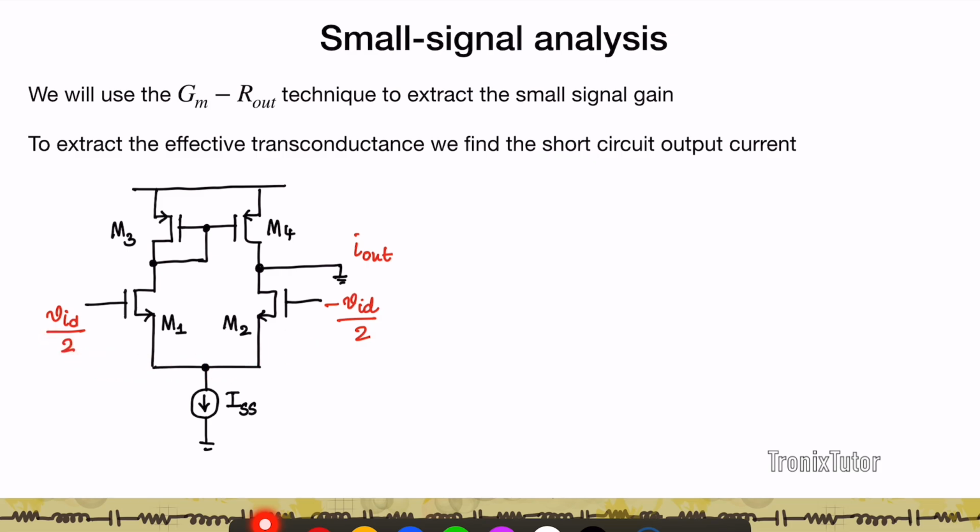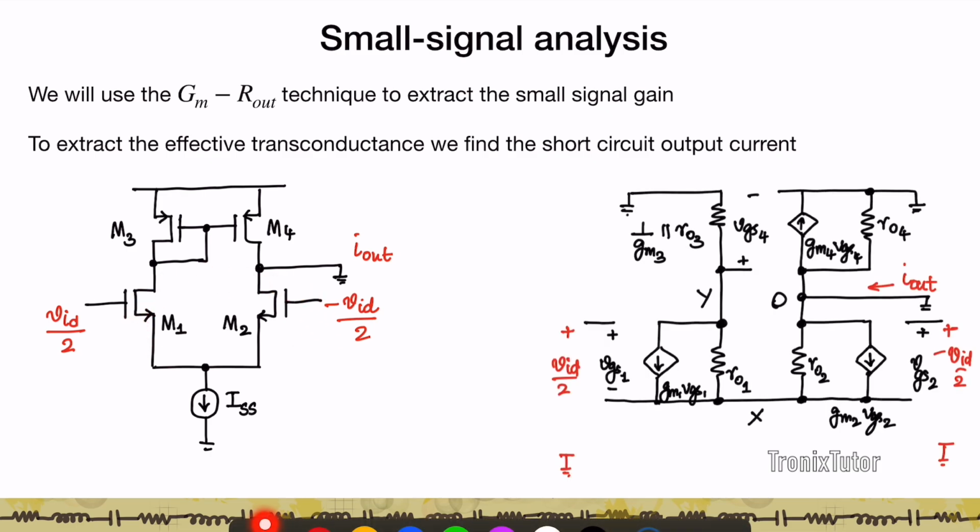Let's assume that we have applied VID by 2 to the gate of M1 and minus VID by 2 to the gate of M2. To solve the circuit, obviously we need to replace the transistors with their small signal models. And so this is the replacement of the circuit using small signal models. A couple of points I want to point out. First, you see that this common node, the source of M1 and M2, is not grounded. Again, we know that this is an asymmetric circuit, so X is not the virtual ground.